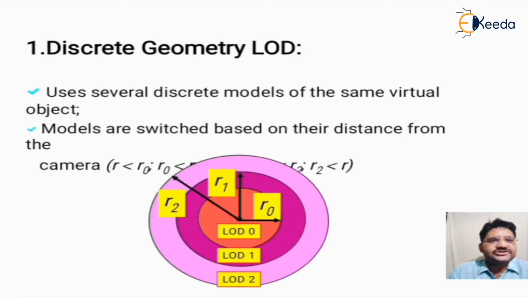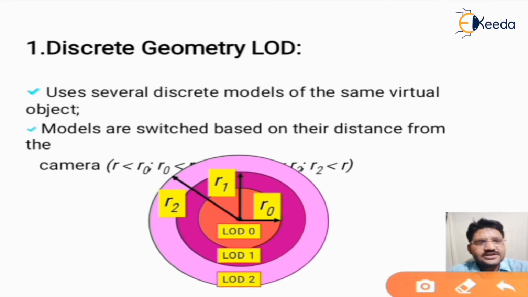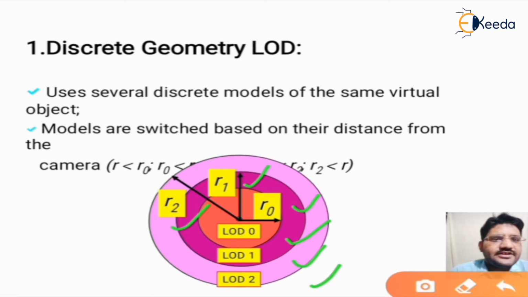In the first, discrete geometric LOD, we use different discrete models of the same virtual object. These models are switched based on their distance from the camera. Here we can see these are LOD levels 0, 1, 2, and these are the distances R0, R1 and R2. As the distance increases, the LOD, or level of detail, will be changed or modified.